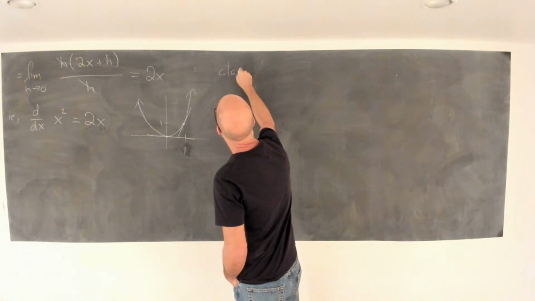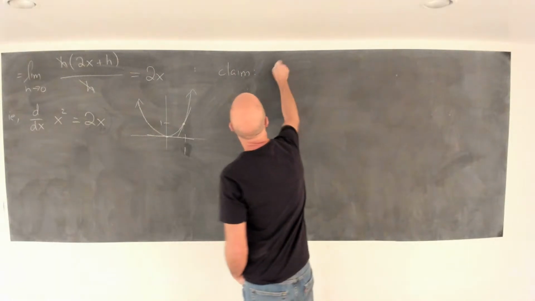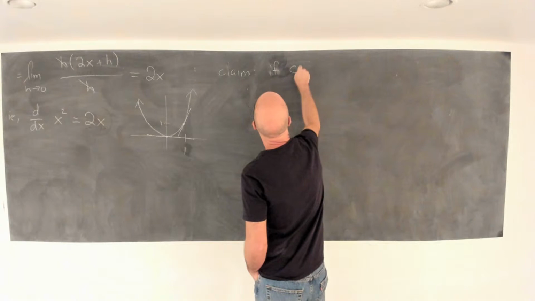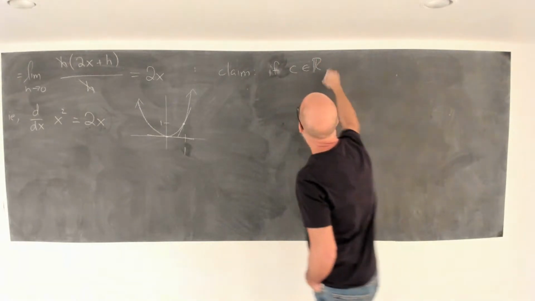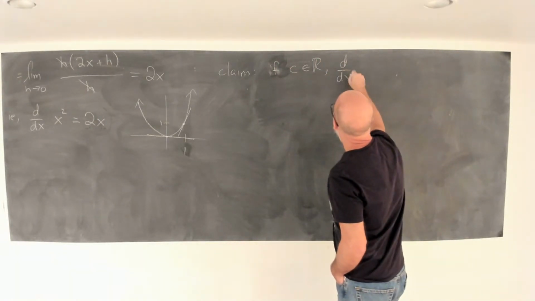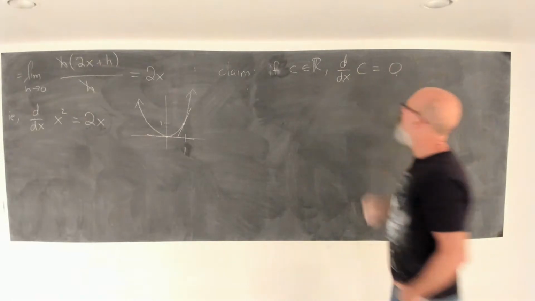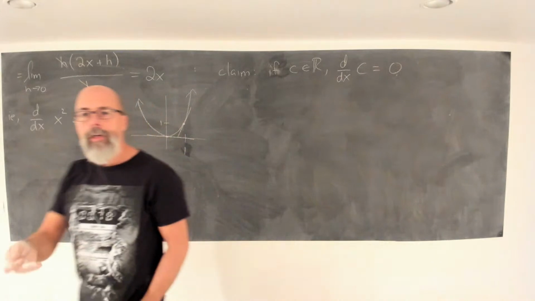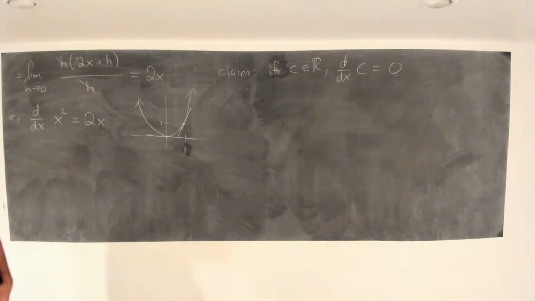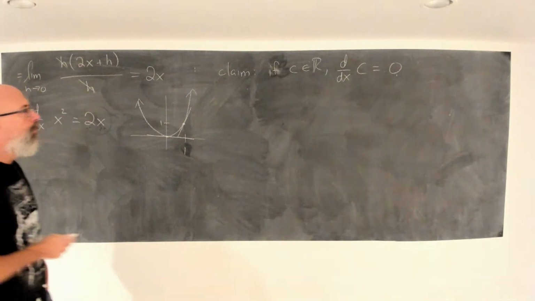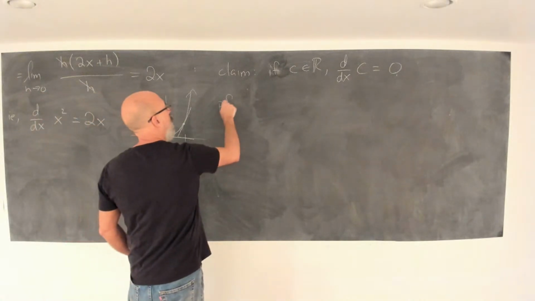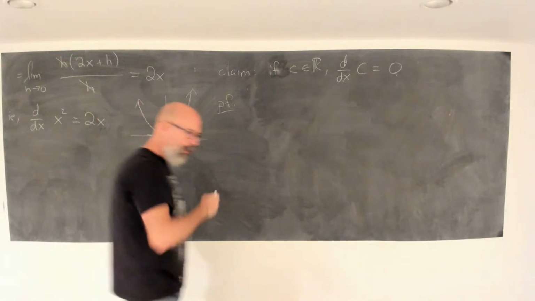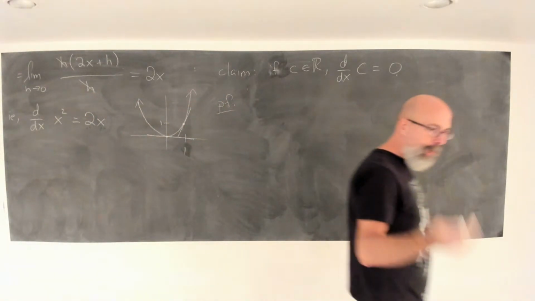Claim. The derivative, if c is a real number, the derivative of c is 0. The derivative of a constant is 0. Let's prove it. And we're going to prove it using the limit definition.